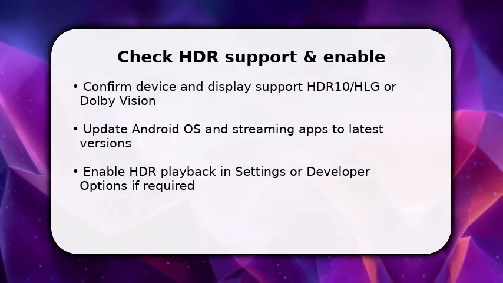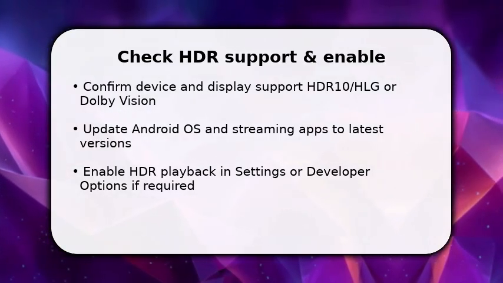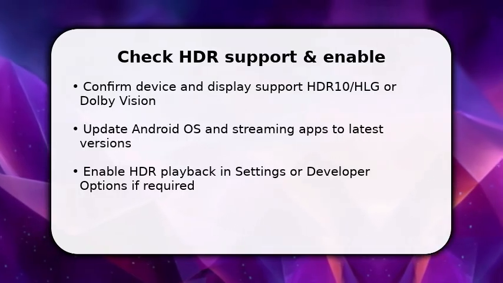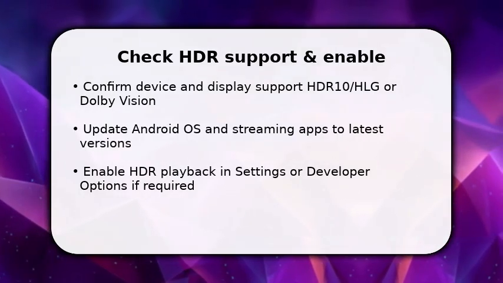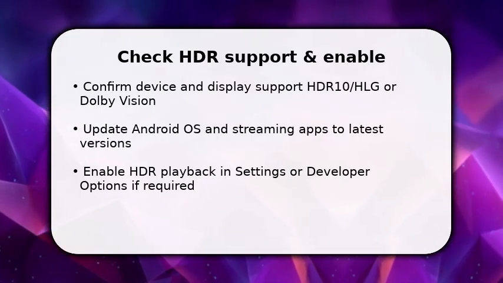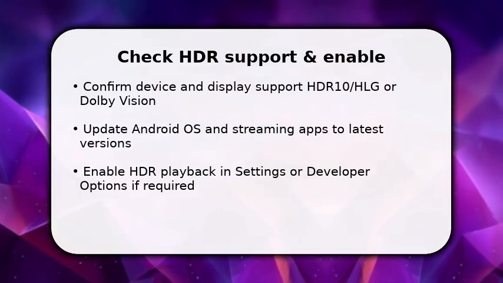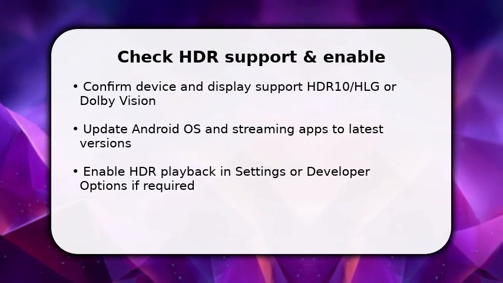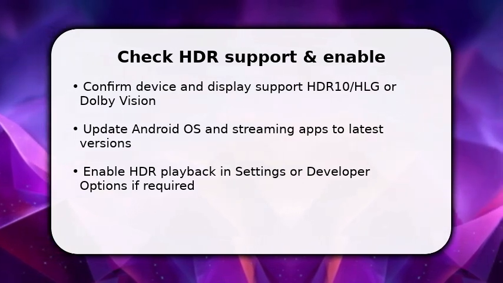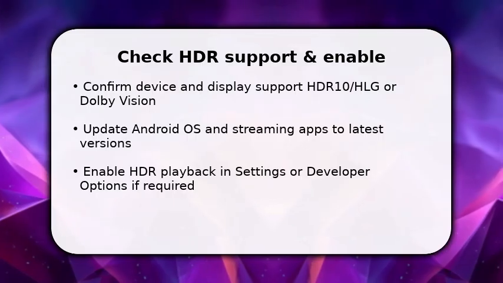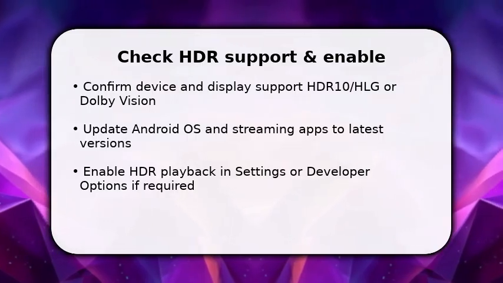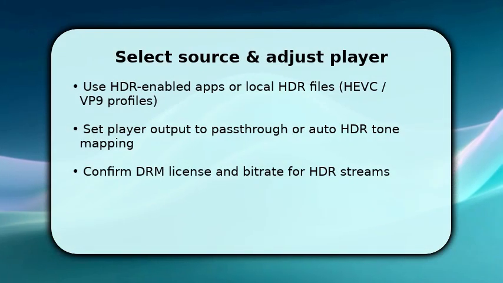Next, open settings and enable HDR or High Dynamic Range playback. On some devices, you must toggle HDR in developer options. This first step ensures your device can decode and output the expanded color and brightness ranges HDR requires, so you don't lose quality downstream.